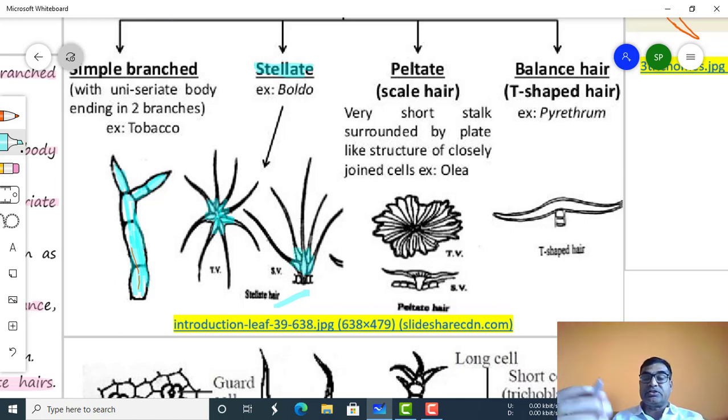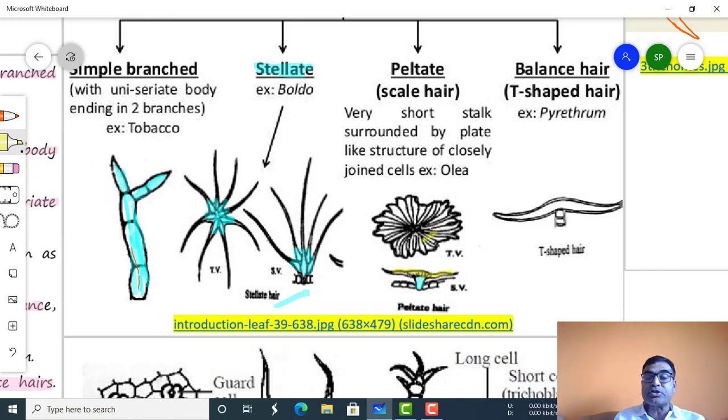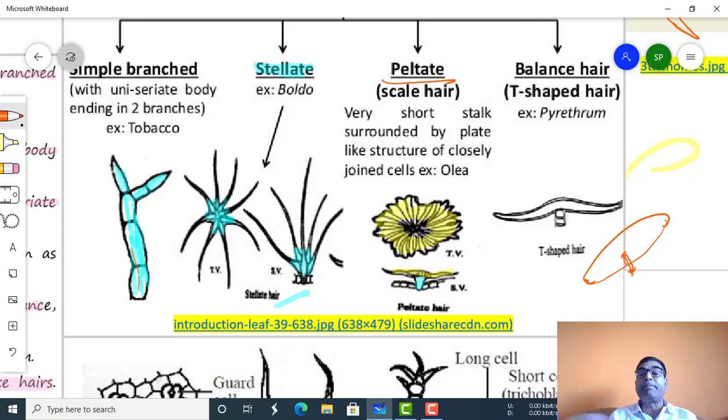It may be peltate. Peltate means shield shaped structure. A minute stalk is present, and the upper body, if you see here, is formed by such a shield-like structure, then it is called a peltate hair. So it appears in the form of a shield. How is the structure of the shield present? Such a shield will be present, and it has a stalk or handle at its base. So this one is a peltate hair.